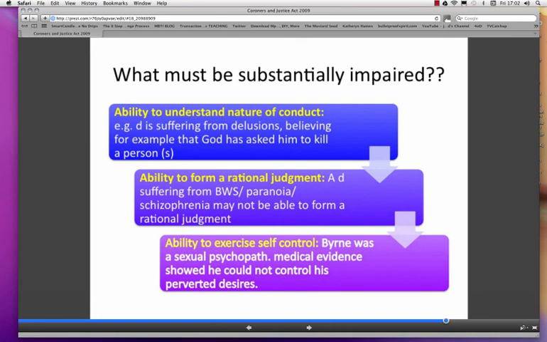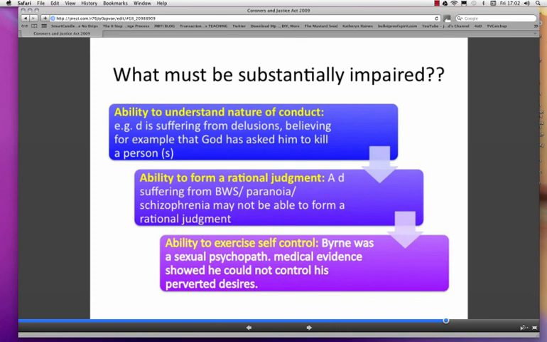Their ability to form a rational judgment. A defendant who is suffering from battered women syndrome, paranoia, schizophrenia may not be able to form a rational judgment because any of those conditions would actually interfere with their ability to think reasonably, rationally.